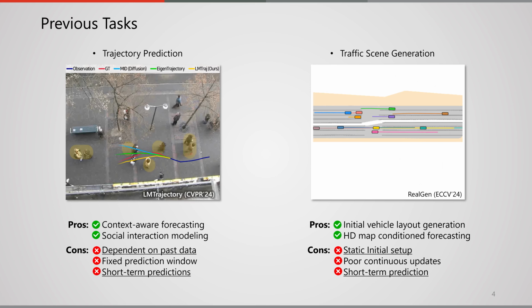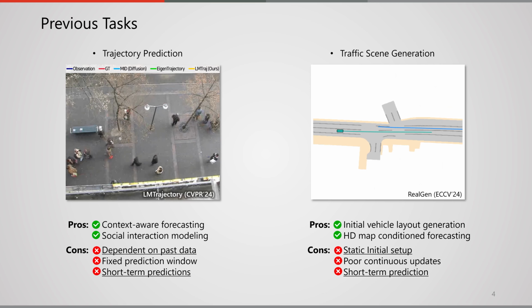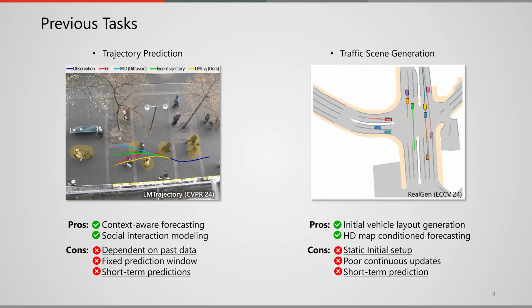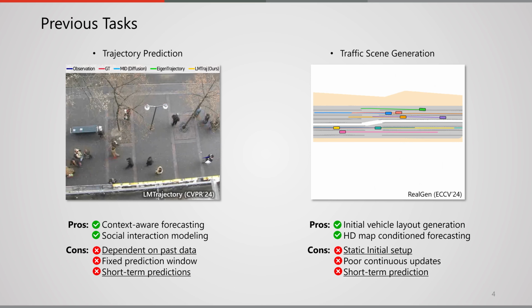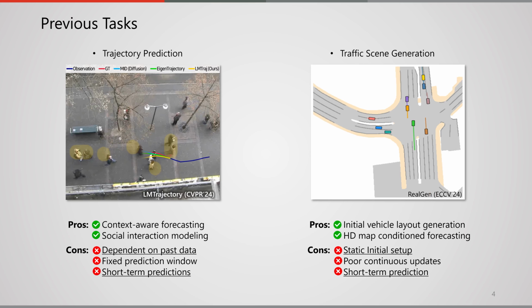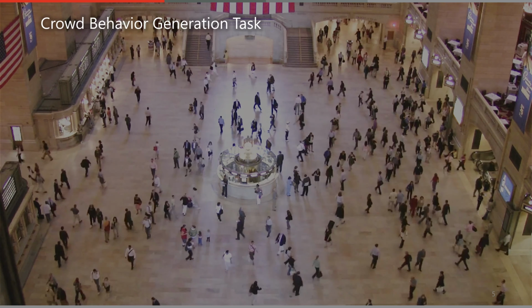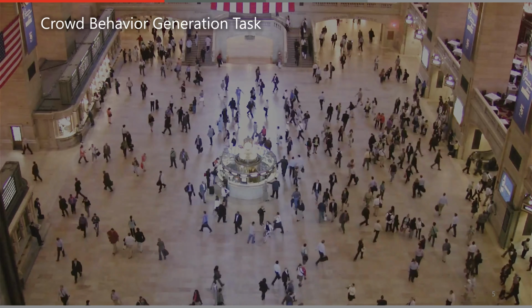In detail, the trajectory prediction task forecasts fixed-length future trajectories based on historical trajectories, whereas the traffic scene generation task places vehicles on maps and then predicts short-term future trajectories. However, these tasks remain insufficient as a crowd model due to their numerous operational constraints. To effectively model crowds, a new task is needed that covers lifelike behaviors.